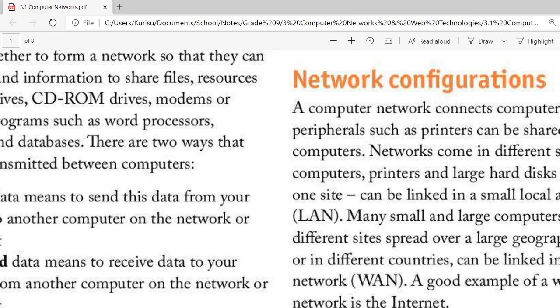Alright, let's look at network configuration now. So let's have Amelia. Can you read for us?